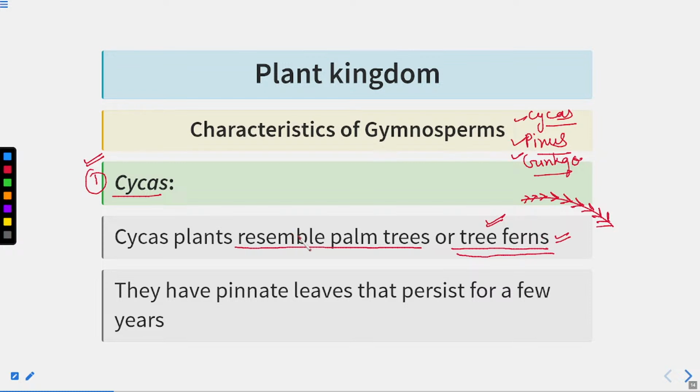Okay. So Cycas are plants that closely resemble the palm tree or tree ferns. They have pinnate leaves that persist for a few years. So they have leaves like this, pinnately. This is the compound leaf, and if you get a chance to see the Cycas, please see that there is a waxy coating above these leaves, and they are very shiny. Right? So they can persist for a few years, and that is why they come under the evergreen.